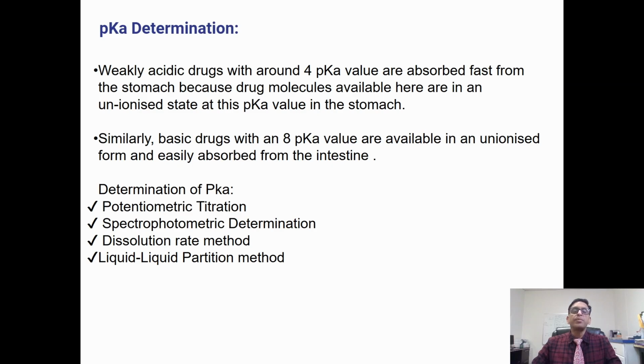So, here a thumb rule is that weakly acidic drugs with a pKa value around 4 are better and faster absorbed in the stomach, because the drug molecule is unionized in the stomach at that pH and will have a better absorption profile. Similarly, a basic drug with a pKa value of 8 shows a large percentage of unionized form in the intestine and a better absorption profile.